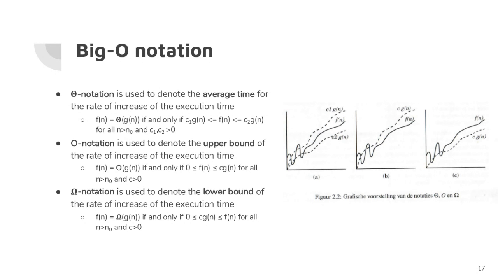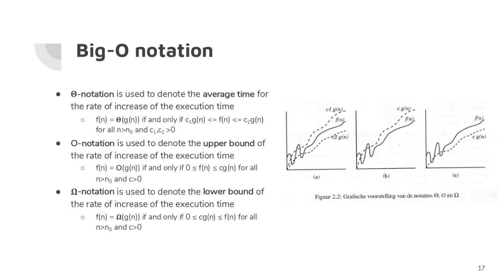The first notation, so O, I forgot the name of the Greek letter, is used to denote the average time complexity. So in our previous example, the average complexity was n divided by 2. And there's a little formula here.